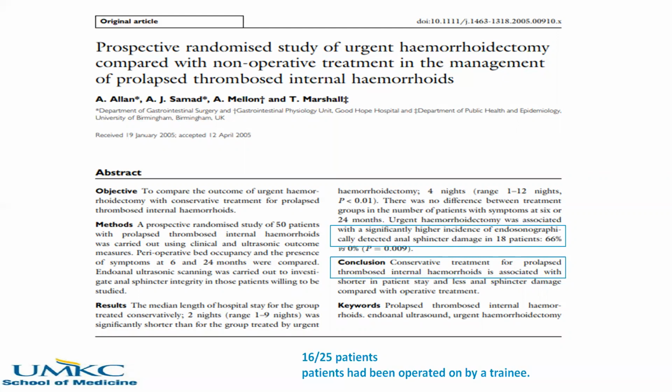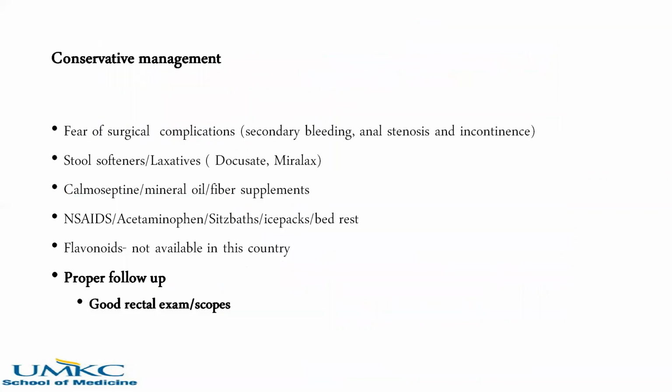But the problem in this study is that 16 out of those 25 patients randomized to urgent hemorrhoidectomy were operated by a trainee. So we all know how to take care of patients conservatively. But one thing I do want to point out is that you want to have a good, proper follow-up for these patients, so you can do a good rectal exam, endoscopies, or flexible sigmoidoscopies.